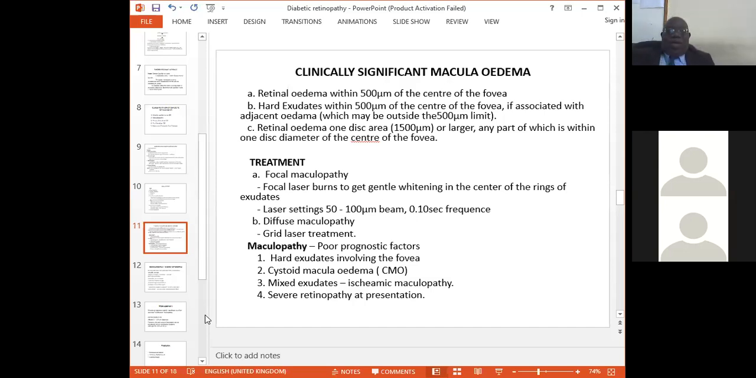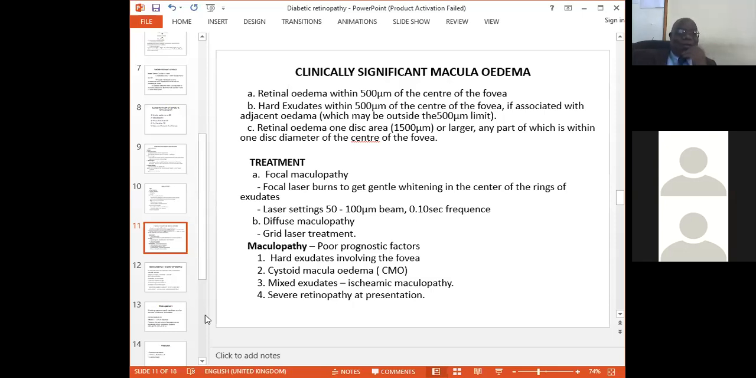Retinal edema one disc area, 1,500 micrometers or larger, any part of which is within one disc diameter. This is actually the definition of clinically significant macular edema. I would urge you to read it seriously and memorize it if you can.